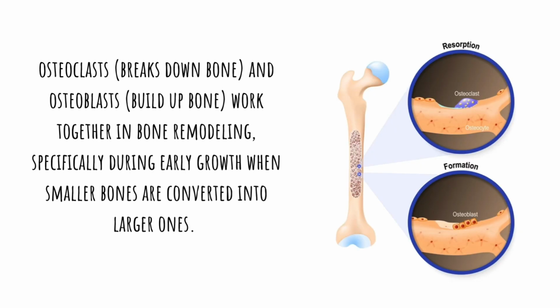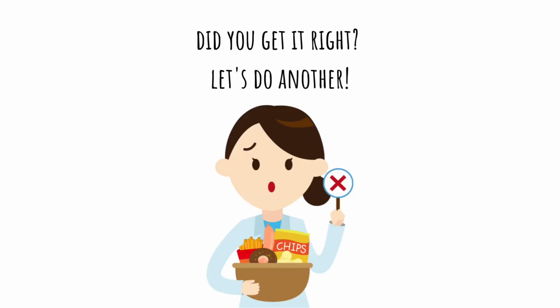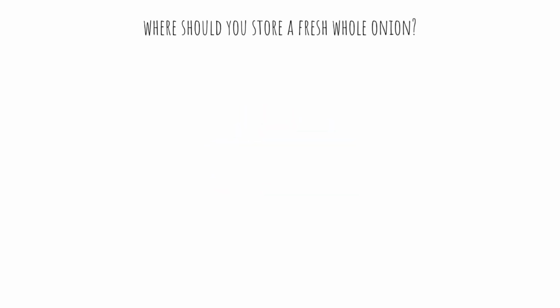Osteoclasts break down bone, and osteoblasts build up bone. They work together in bone remodeling, specifically during early growth when smaller bones are converted into larger ones. The number of osteoblasts decreases as we age, which is partially the reason for seeing an increase in osteoporosis in the elderly population. Did you get it right? Let's do another. Where should you store a fresh whole onion?